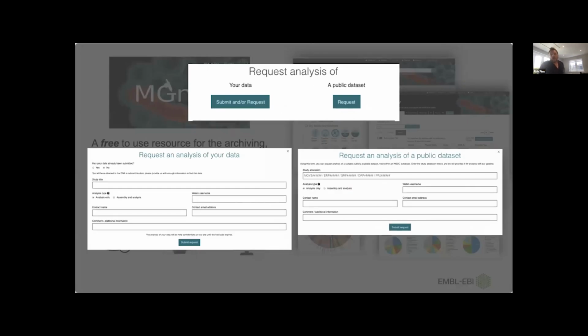Within MGnify, you can request analysis of your own data if you submit it through us into ENA. You can also request analysis of a public data set. So that allows you, if you want to have your data set analyzed and another data set analyzed using exactly the same pipeline and then compare them, to do this. And there's an option for doing that through the MGnify website. Obviously, if you request a huge amount, you'll have to wait, because we don't have infinite compute resources. So we try and balance this out across different people to make sure that the resource allocation is fair.